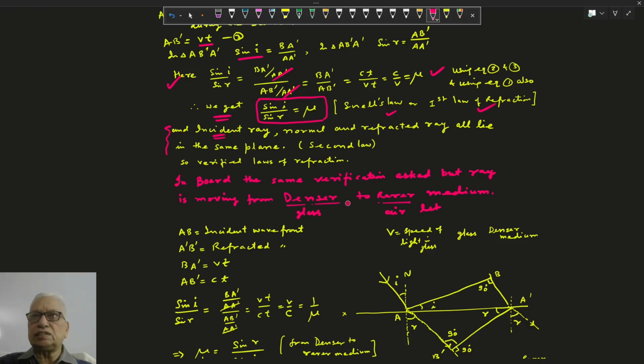Here the incident ray, normal and the refracted ray all lie in the same plane. This is the second law. So here the laws of refraction are also verified.